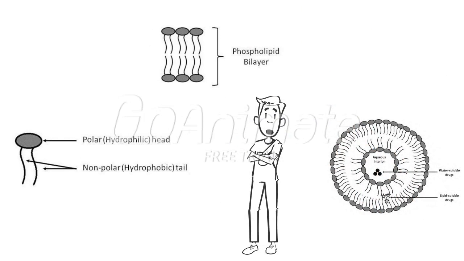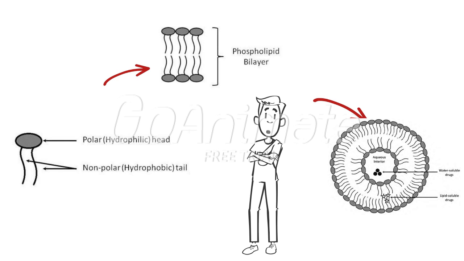Liposomes are closed spherical colloidal structures which are surrounded by bilayers of lipid and aqueous solution. The basic building block of liposomes are phospholipids. Now, in the figure, we can see the structure of phospholipids. It consists of a polar head and a non-polar tail. The head is hydrophilic in nature and the tail is hydrophobic in nature.